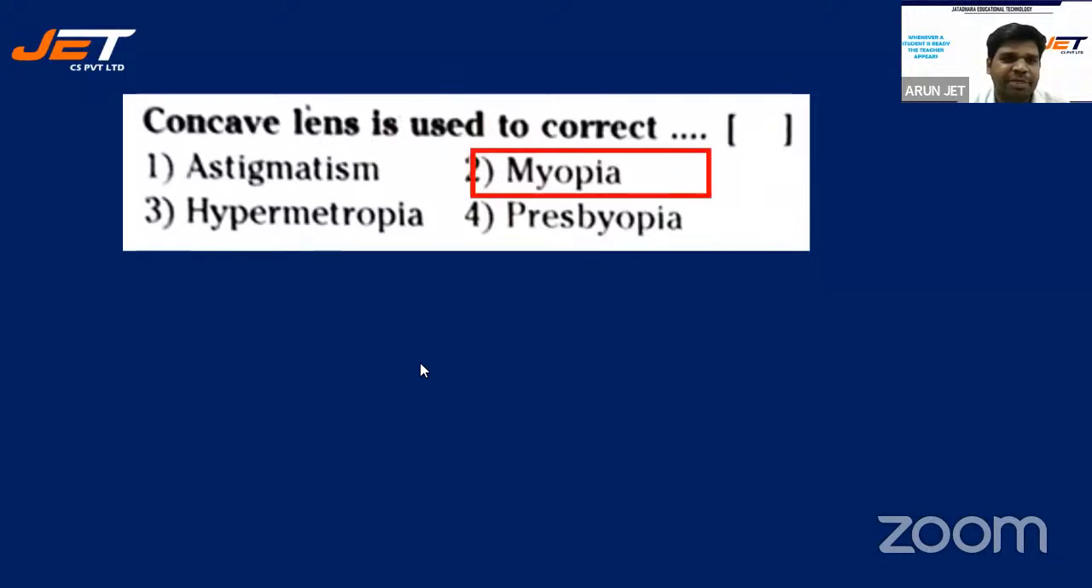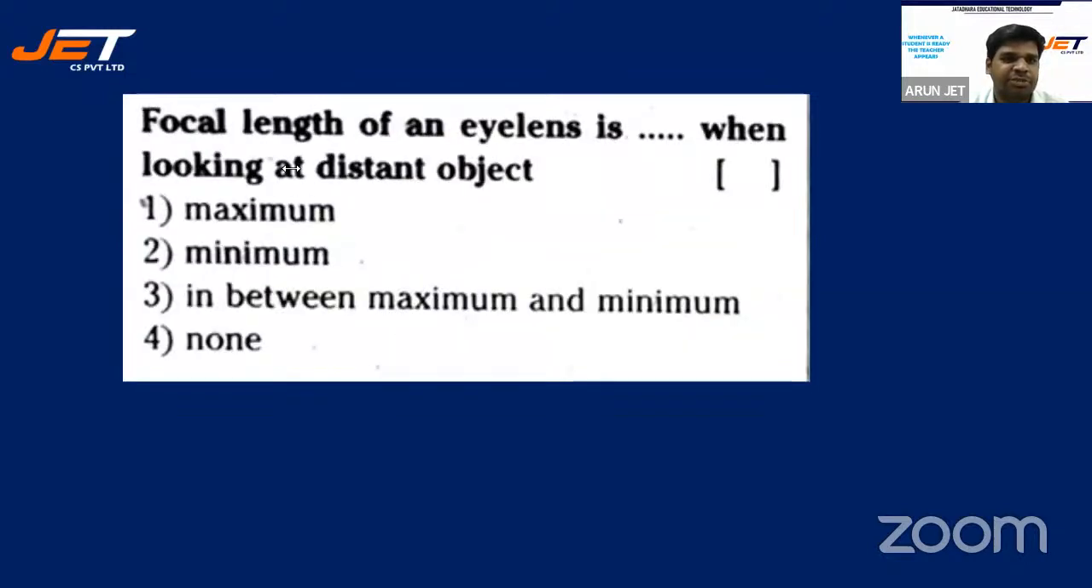Yes, absolutely right. 2 is absolute. Everyone has gone right in this one. Excellent. I appreciate that. Look at the next question, students. Focal length of an eye lens is dash when looking at distant objects. Maximum, minimum, in between maximum and minimum, none.